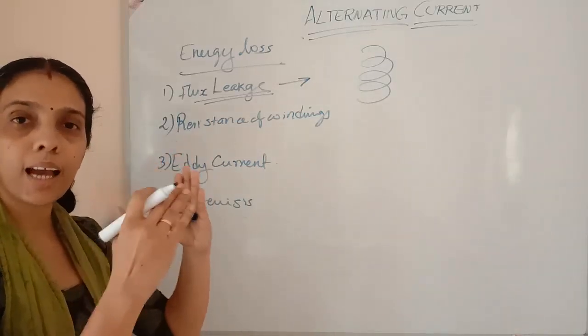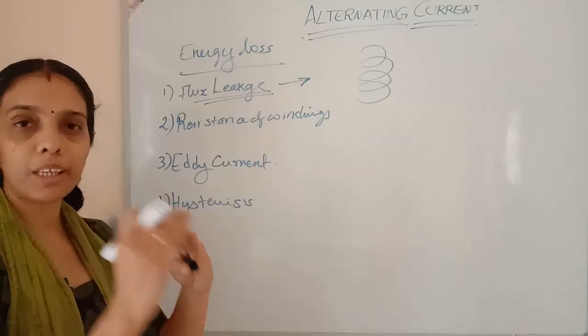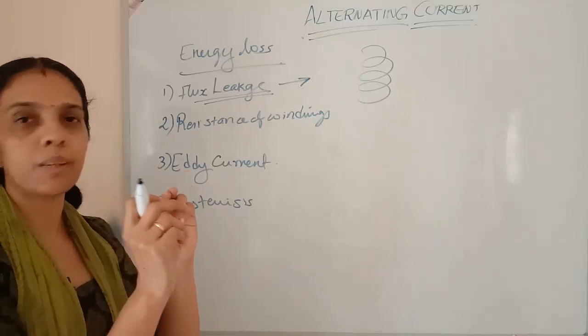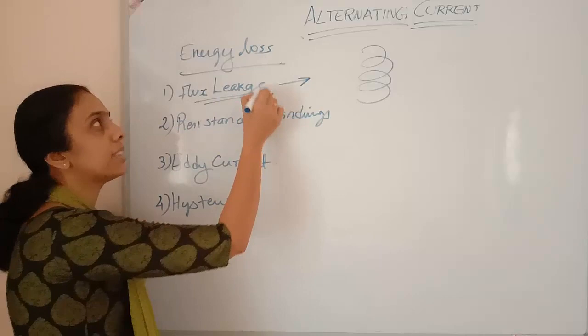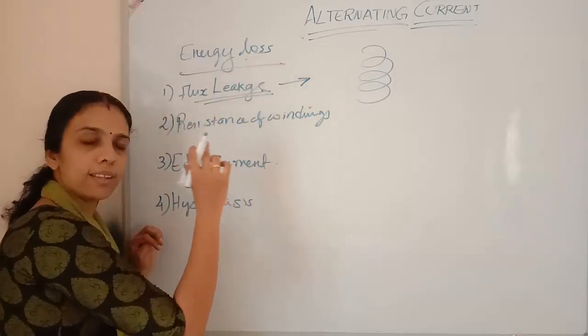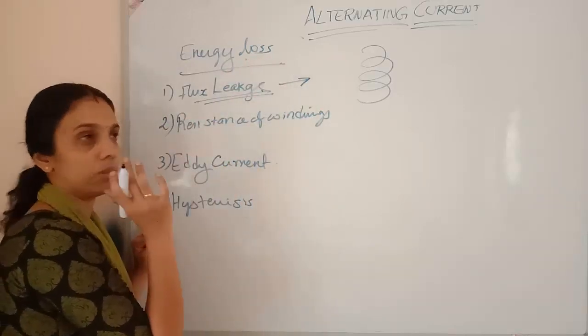If there is a gap between the coils, flux will leak because it's not continuous. So we will get flux leakage if the coils are not closely wound.